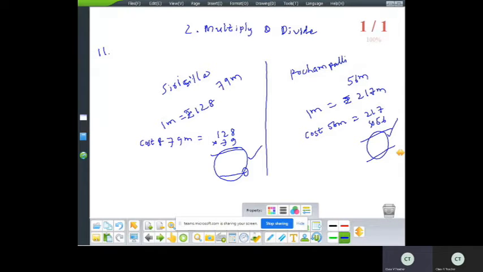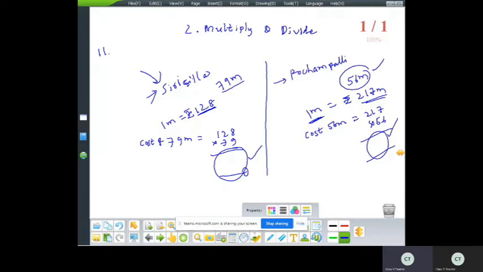This is the solution. Two different cloths are given, that is Sicilla and Pochampalli. The Sicilla cloth is 79 meters. The total cloth of Pochampalli is 56 meters. The cost of 1 meter of Sicilla cloth is rupees 128. In Pochampalli, the cost of 1 meter of cloth is rupees 217. Here, what is the total cost of Sicilla cloth?